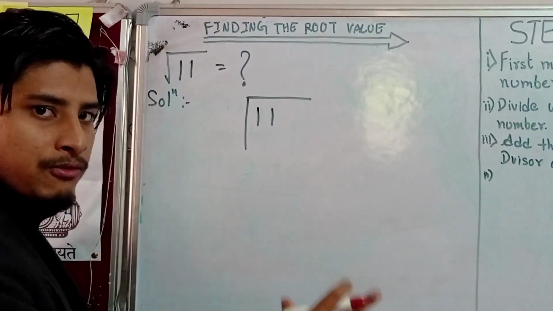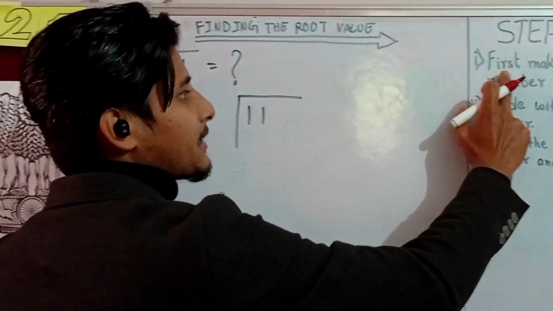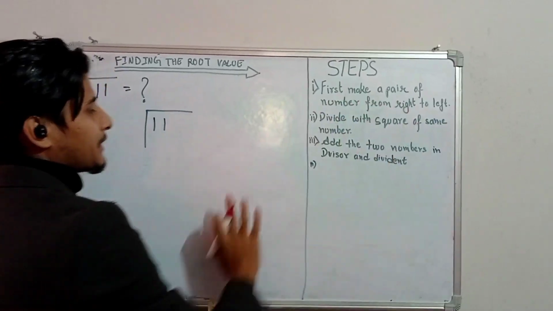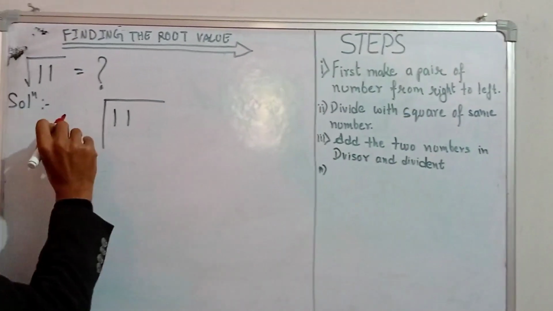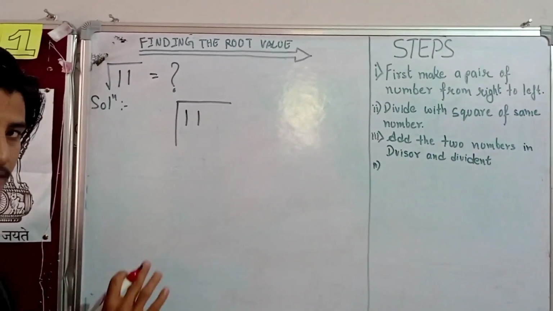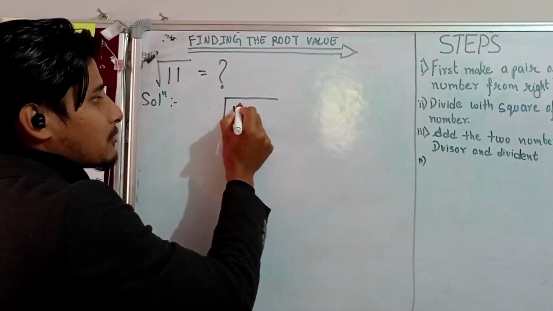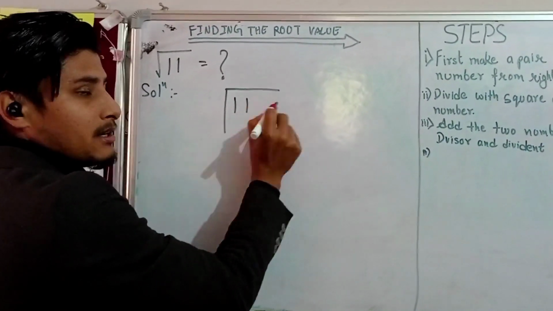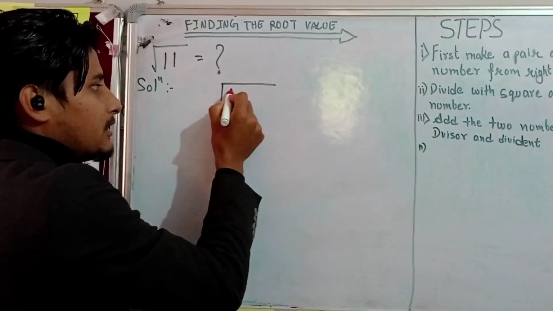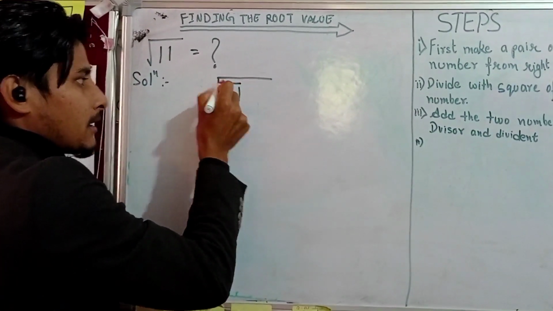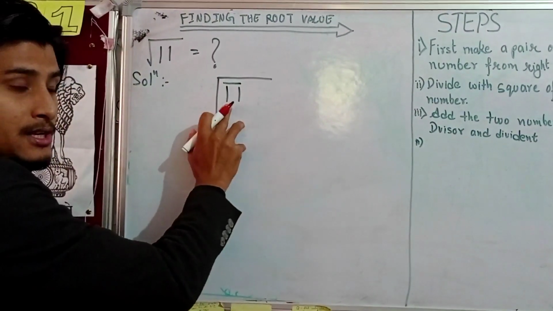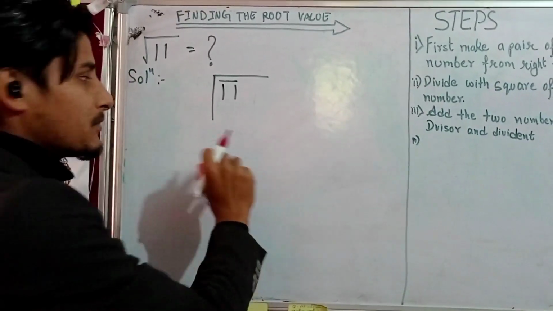So now let's follow the procedure. The first step is to make a pair of the number from right to left. So from right to left we need to make the pair. Do you understand that? So we are making the pair. We don't have any number after the 11, so we'll take the pair from right to left. So this is the pair: first 1 and 1 makes one pair.